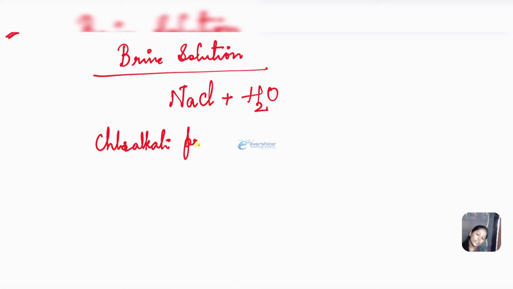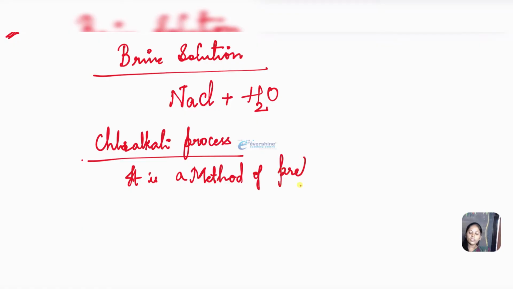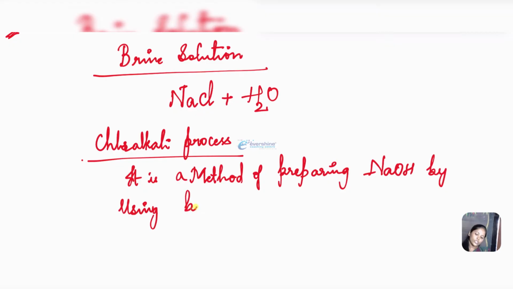Okay, so then what is chlor-alkali process? It is a method of preparing NaOH by using brine solution. Very important question: what is chlor-alkali process and what is brine solution?